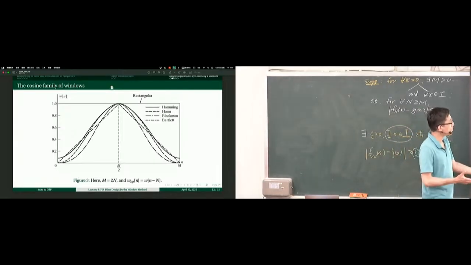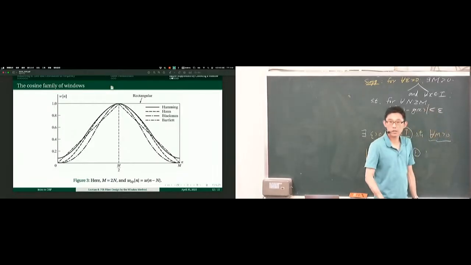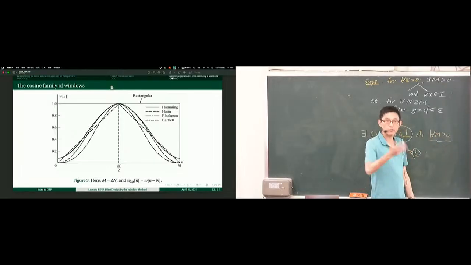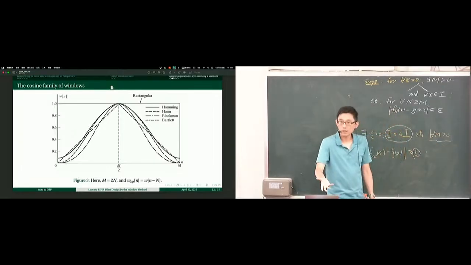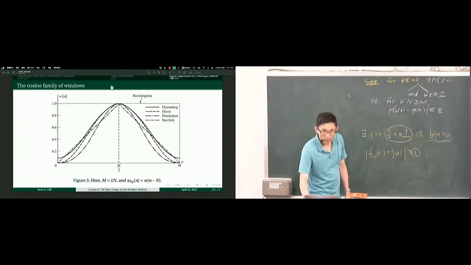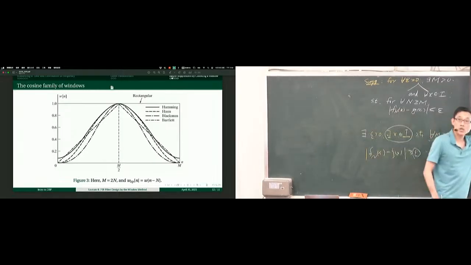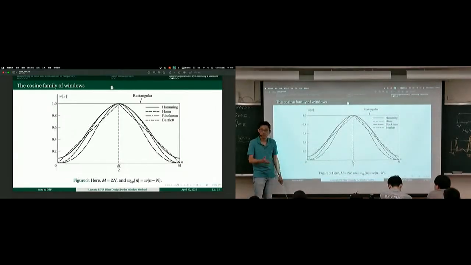The way we use these windows is still multiplication. We multiply the window with our ideal response in the time domain. That design principle is still there. And we know that by multiplying the window with the response, we still have convolution in the frequency domain. And each window will still have main lobe and side lobe in their Fourier transform. But now we have a freedom to choose between different possibilities. So let's take a look at their main lobe and side lobes.